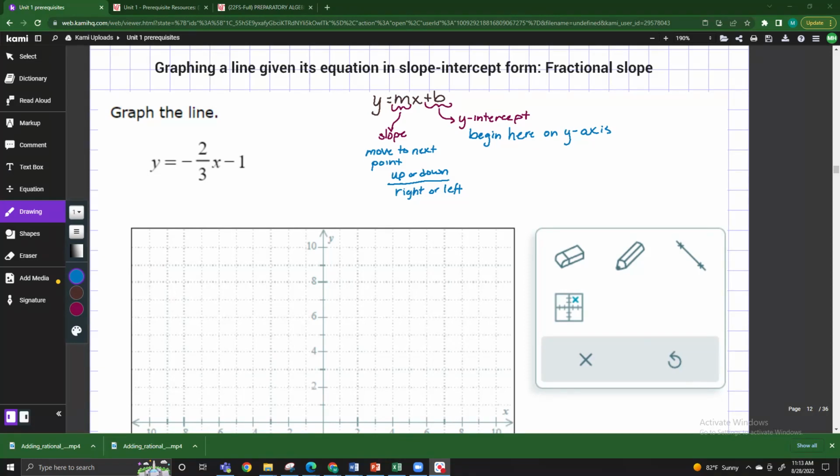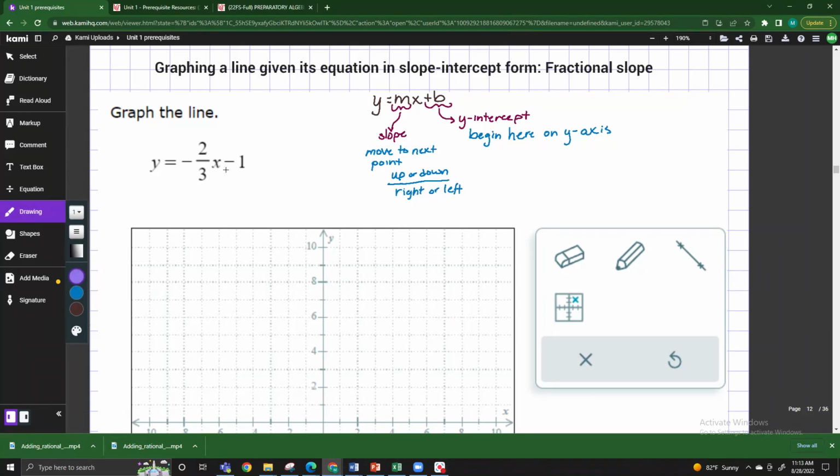And then m stands for move. It's the slope, and that tells us how we're moving to the next point. And it's always up or down first, and then left or right. If the fraction is negative, I always move down and then to the right, unless it doesn't fit on the graph. All right, so we have this equation, which is y equals negative 2/3 x minus 1.